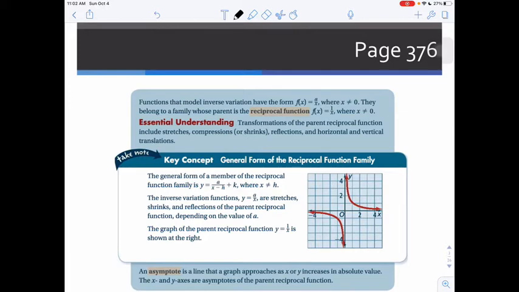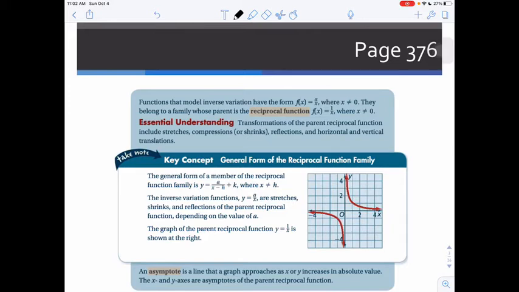They belong to a family whose parent function is the reciprocal function f of x equals 1 over x, where x does not equal 0. Transformations of the parent reciprocal function include stretches, compressions, or shrinks, reflections, and horizontal and vertical translations. The general form of a member of the reciprocal function family is y equals a over x minus h plus k, where x does not equal h.